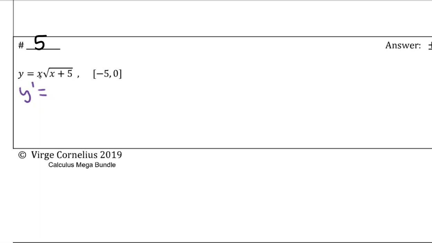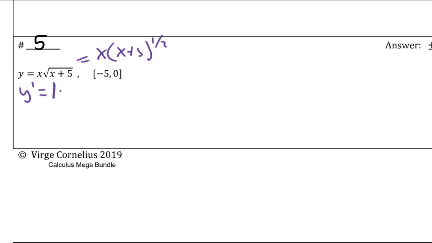A few people asked about, could you just distribute this x? And the reason why you can't distribute this x is because of order of operations. Order of operations says you have to deal with this exponent first before you can multiply. So derivative, we have to take product rule.